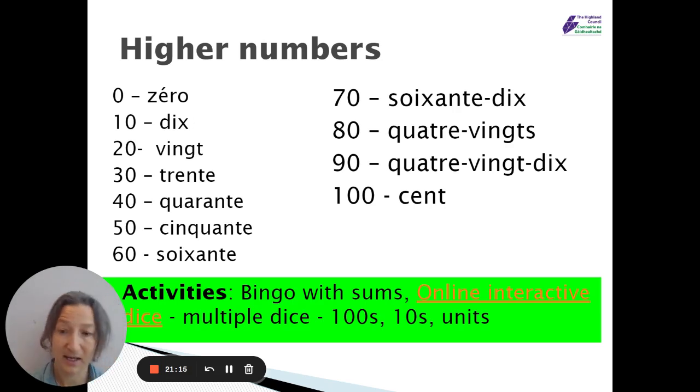With our dice here, this time using the interactive dice online, or if you've got 3 dice, one can be your hundreds, one can be your tens, and your third one can be your units. So they would be reading the numbers. So 3 dice, you might have 3, 2, and 1. So that would be 300. 2 for your tens would be 20, and your units would be 1. So 321. It's good to do that in pairs, getting them practicing, rolling the dice, making sure you've got the numbers on the board to help them with support there.